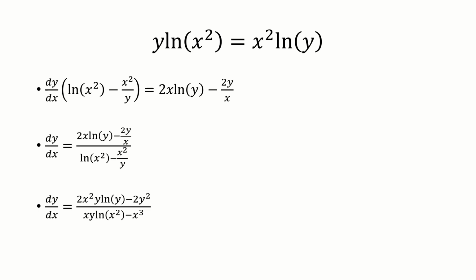I can divide then by natural log of x squared minus x squared over y on both sides, and we'll have that complicated fraction. And then if you want to eliminate the denominators of x and y, you can multiply the top and bottom by x and y to get 2x squared y natural log y minus 2y squared over xy natural log of x squared minus x cubed as our final answer.